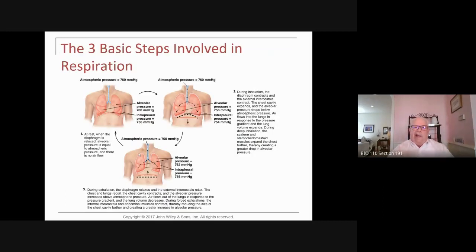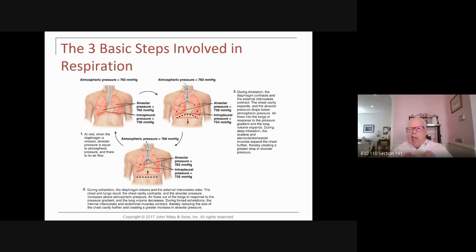Okay, let's talk about respiration, otherwise known as breathing. It has to do with atmospheric pressures. The normal atmospheric pressure is 760 millimeters of mercury. At rest, the diaphragm is relaxed and the alveolar pressure is equal to the atmospheric pressure, and there is no airflow.